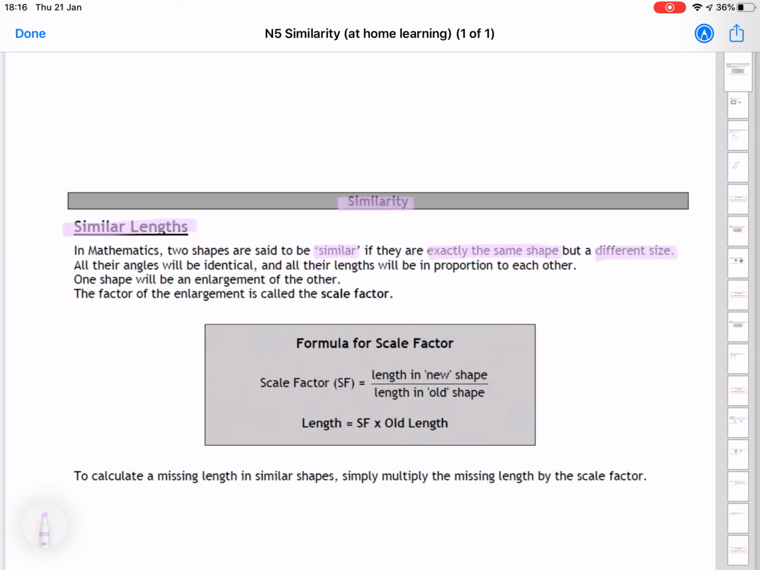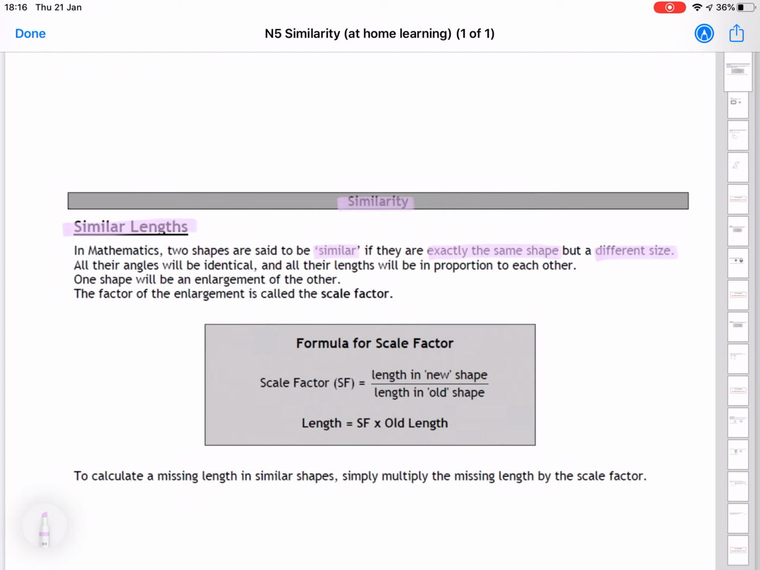We would know that these shapes are similar if the angles are all identical and the lengths are in proportion to each other. So one shape will be an enlargement of the other, but it also could be a reduction of the other. It could have been made bigger or possibly have been made smaller.